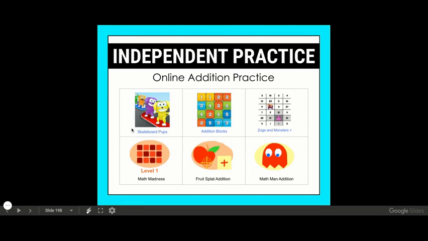You'll notice that some of them are the same as last week, but I've also put some new ones in there. So this first one, the skateboard pups, for this one, you're going to be adding 3 one-digit numbers together in order to make your pup go faster in the race. This next one, the addition blocks, that one's going to give you a sum. So for example, 17, and then you'll have to click the different blocks in order to equal that answer. And once it equals that answer, those blocks will disappear and you'll get a new sum.